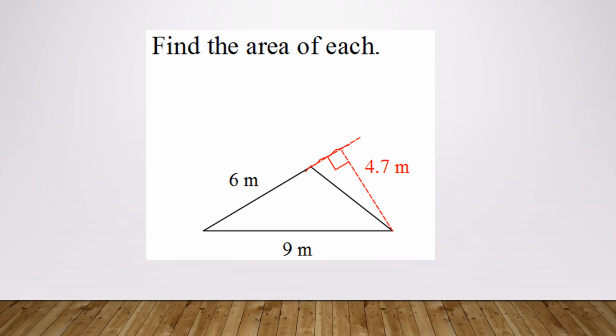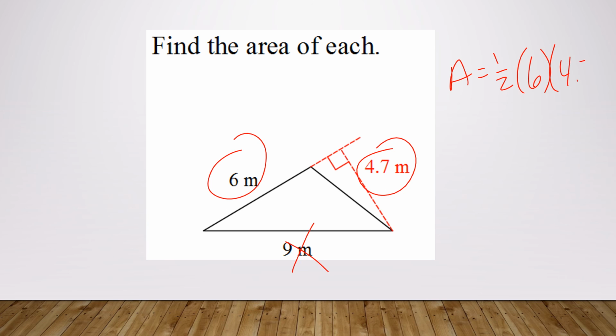Number 12, this is a triangle. We had to extend the base out a little bit to get our height, because if we just did it right here, it would not account for the rest of the triangle over here. Sorry, one of my dogs is going to bark right now. We need the base and the height. We are not using this. So we have 1/2 base of 6 times height, which is 4.7. Multiply that all together, you get 14.1 meters squared.